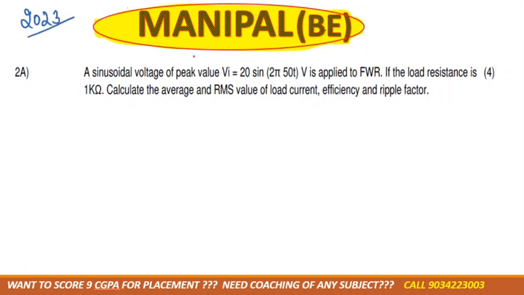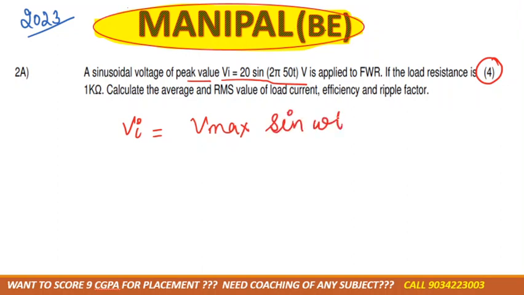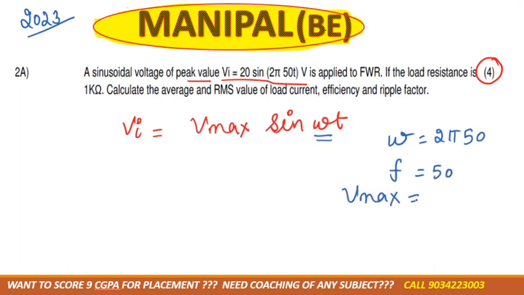Now again, the same question paper, 2023 May June. This is the question of rectifier. It is a 4 marks question. They said peak value Vi is equal to 20 sine of 2 pi 50 t. So what is the standard equation we have? V is equal to V max sine omega t, right? If I compare it with this, omega is 2 pi 50, so frequency is 50 and V max is 20. They said it is a full wave rectifier, and the load resistance RL is equal to 1 kilo ohm.